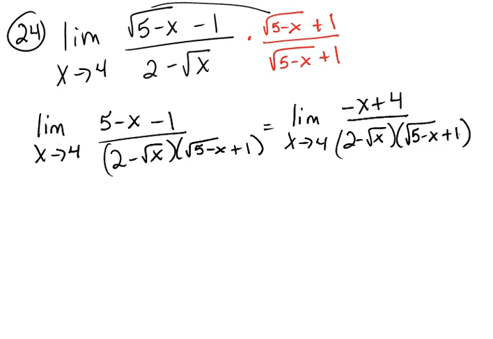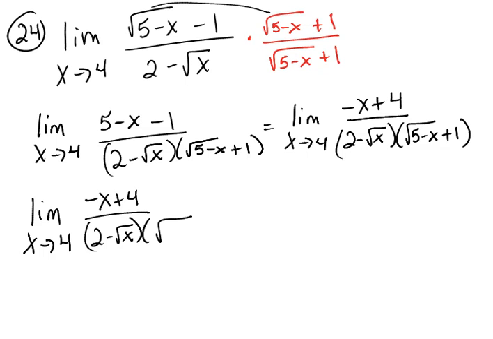Now at this point, if you do a direct plug-in, you still get 0 over 0, but let's try to multiply by this other conjugate on top and bottom, and let's just see what happens there. So this is the limit as x goes to 4 of negative x plus 4 over 2 minus the square root of x times the square root of 5 minus x plus 1. So my conjugate that I'm going to multiply by is 2 plus the square root of x over 2 plus the square root of x.